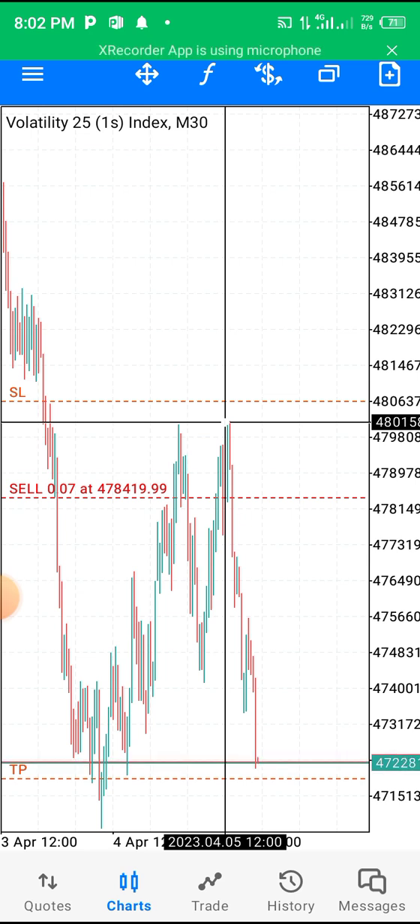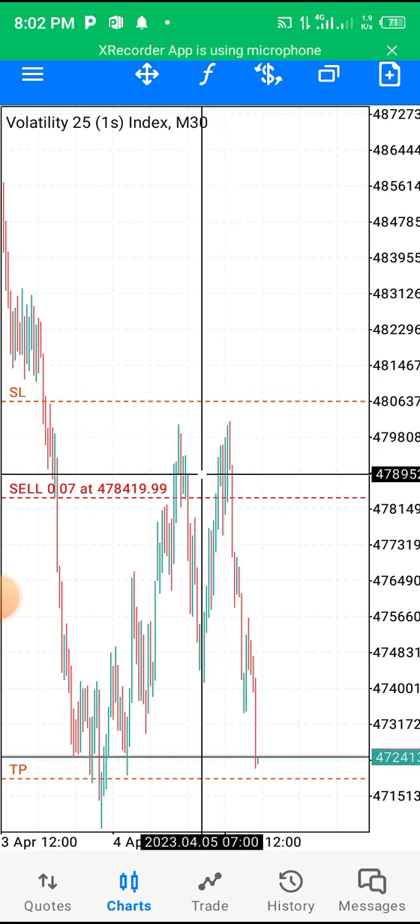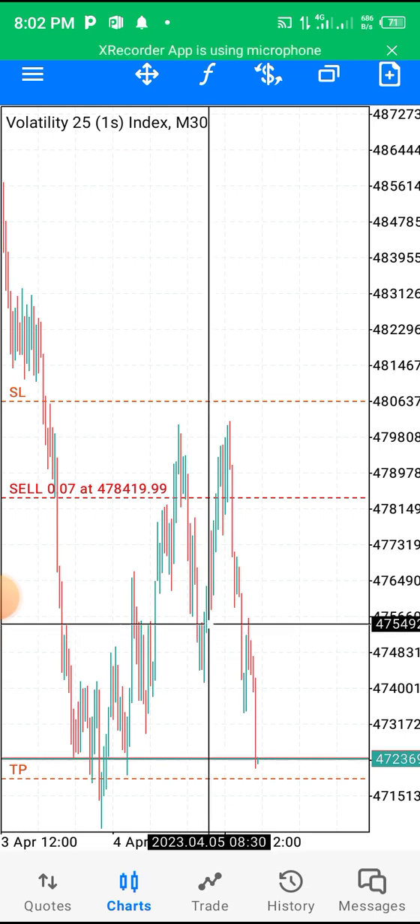And if the price was on a buy trade and it breaks a particular resistance, you know that that resistance has now turned to a support. But if the price is selling and it breaks a support level, that support automatically turns to resistance. So at this point, the market is on a downtrend, it's selling.